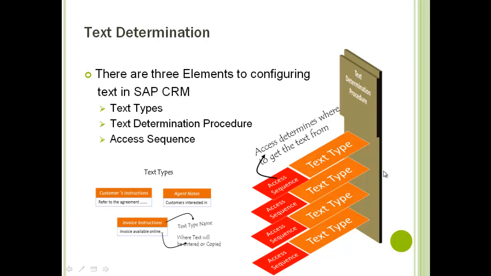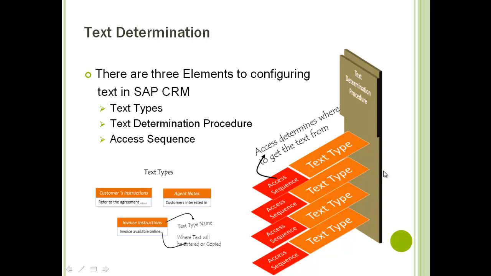Now for each text type in the procedure, an access sequence is assigned. The access sequence determines where to fetch the text that needs to be populated into a text type. Thus either the user can input the text manually or it can be copied from other locations, like the access sequence for a text type in a transaction can be set to fetch the text from a text type in business partner master data.